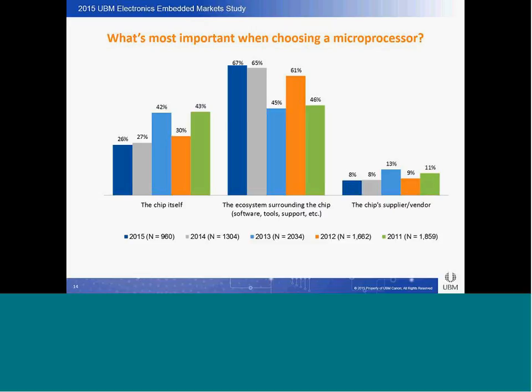When you choose a processor, what's the important aspect of it? Well, the answer to this is up and down. It's pretty obvious to see that when you develop an embedded system, it's important to have support tools and an ecosystem.